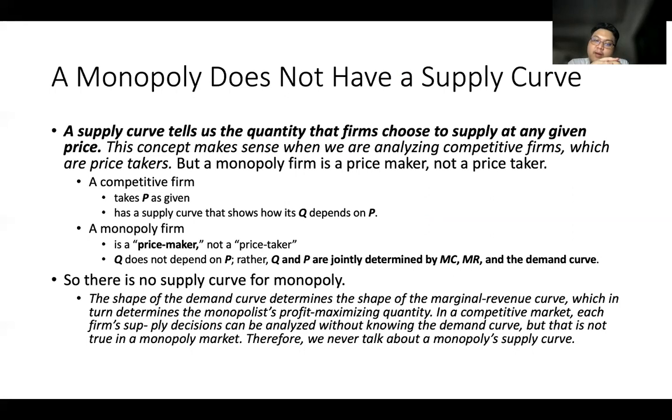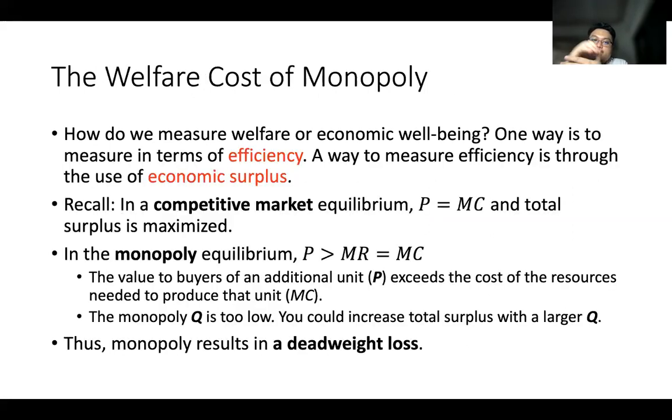The shape of the demand curve determines the shape of the marginal revenue curve, which in turn determines the monopolist's profit-maximizing quantity: MR equals MC. In a competitive market, each firm's supply decisions can be analyzed without knowing the demand curve. But that is not true in a monopoly market. Therefore, there's no supply curve for the monopoly.